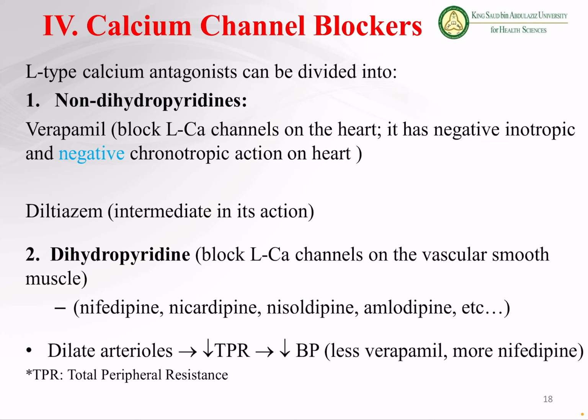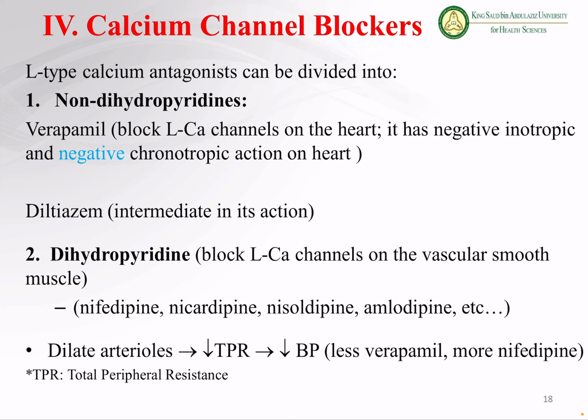They also have a negative chronotropic action on the heart. Chronotropic means they decrease the heart rate. So inotropic is contractility, and chronotropic, we say, is the heart rate. So verapamil has negative inotropic and chronotropic action on the heart. And then we have another drug, diltiazem. If you compare verapamil with diltiazem, diltiazem is intermediate in action.